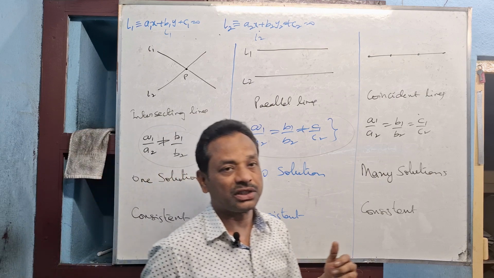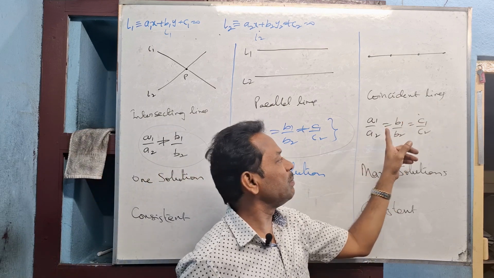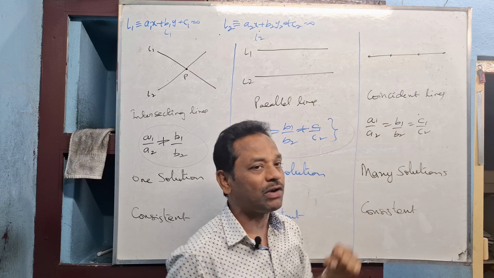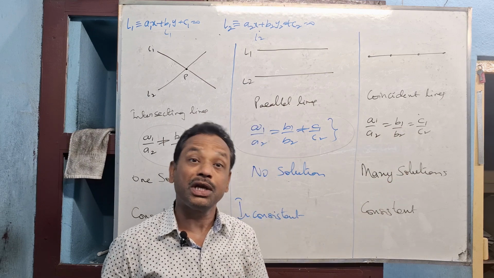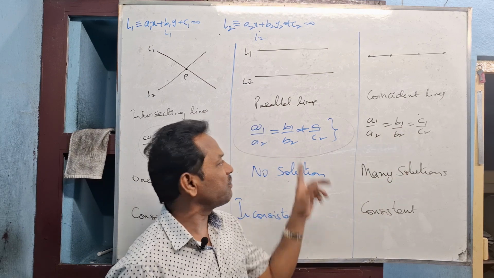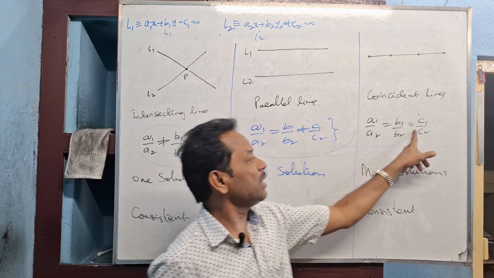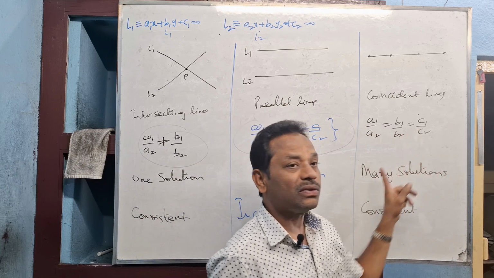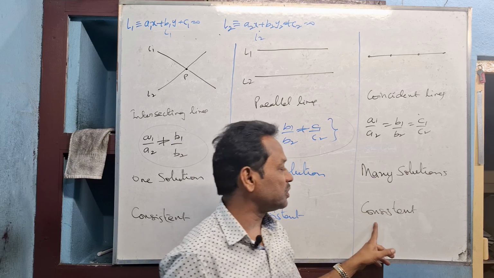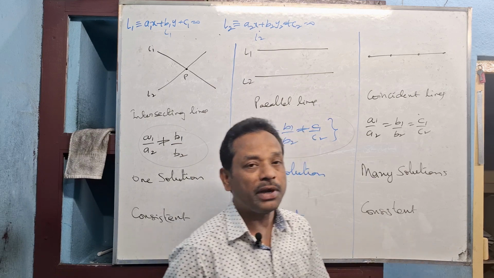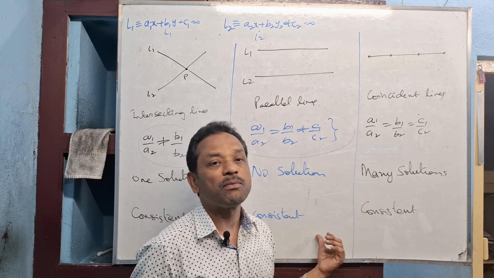Now bachcho, third condition: for coincident lines, you will get a1 by a2 equal to b1 by b2 equal to c1 by c2. The difference is here: here not equal to, here equal to. So all are equal. Then we get many solutions. Then the solution is consistent. Bachcho, make a note of this. This table is very important.